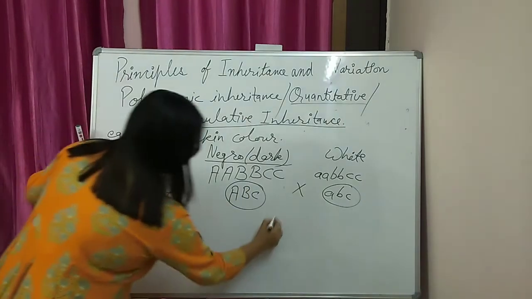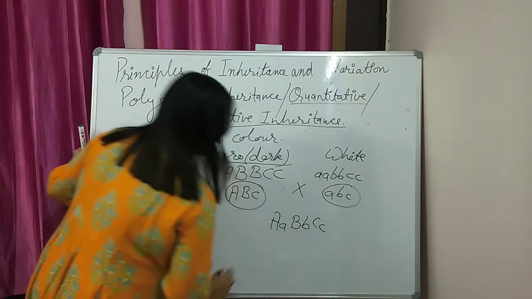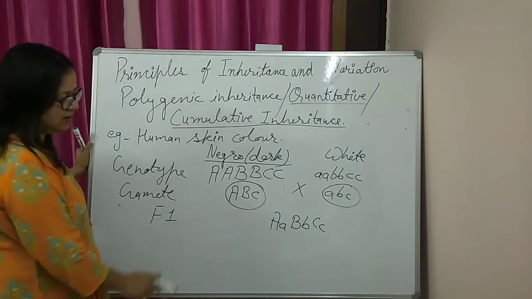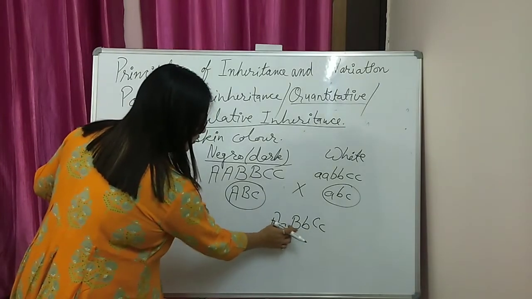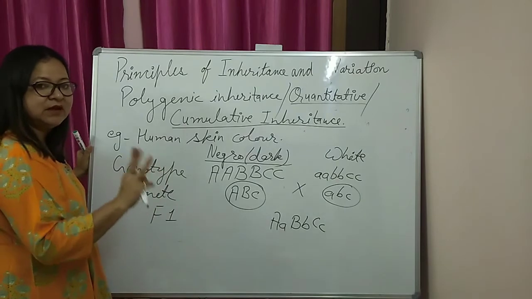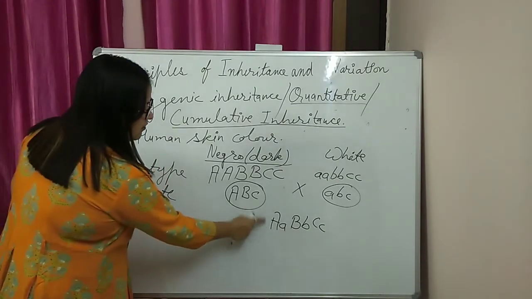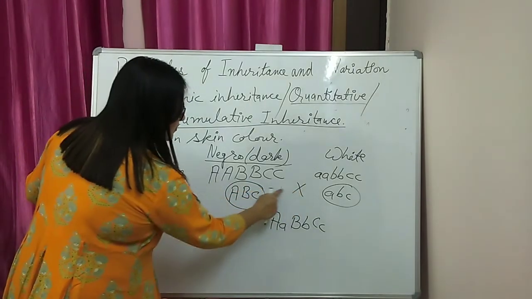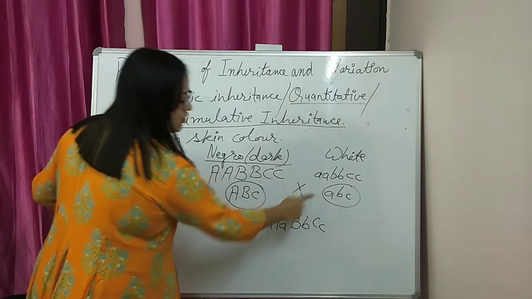F1. This will be the genotype of F1. Here we can find 1, 2, 3: 1 capital A, 1 capital B and 1 capital C is present. It means 3 dominant alleles are present. So its color will be in between these two, because there are 6 dominant alleles in one parent and 0 dominant alleles in the other.